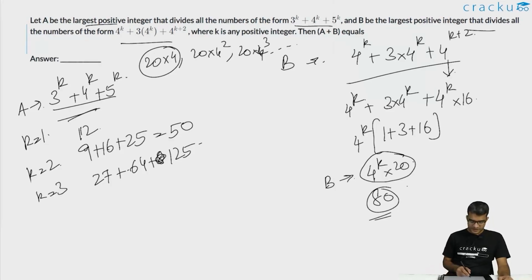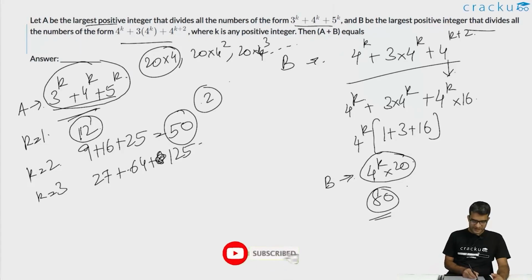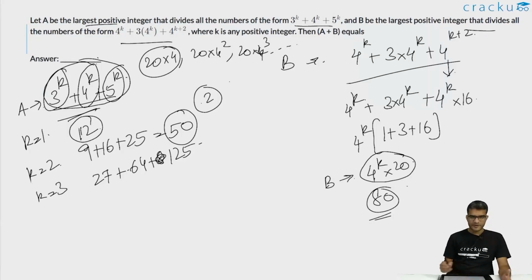Now you would figure out that if you are looking at these two numbers, for example, the HCF of these two numbers is equal to 2. And every number which is of the form 3 to the power k plus 4 to the power k plus 5 to the power k will be an even number. Because 3 to the power k will be odd, 5 to the power k will be odd. So the sum of two odd numbers will be even. Add that to 4 to the power k, which will be even. So you are going to get an even number. So the HCF of all the numbers in this particular series will be equal to 2.